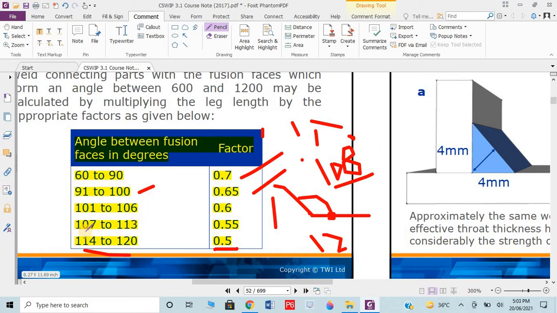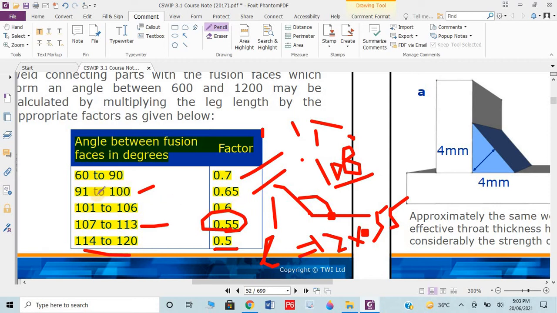Check. 108 degree lies in this table, in this row, 107 to 113. 108 is here. Now we need to multiply this throat thickness with 0.55. Right? Then you will have the leg length. This is a very conceptual point. If he gave you the condition of 105 degree, then you need to multiply it by 0.6.